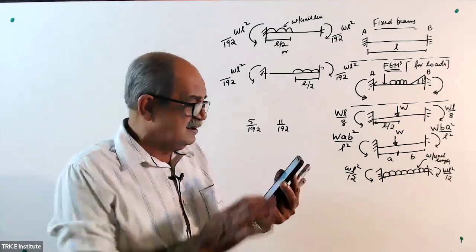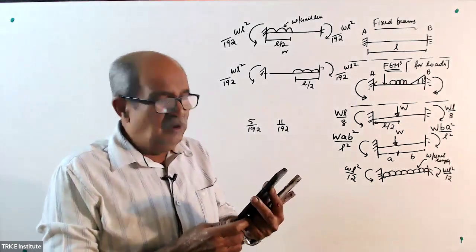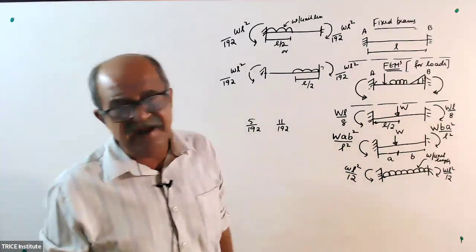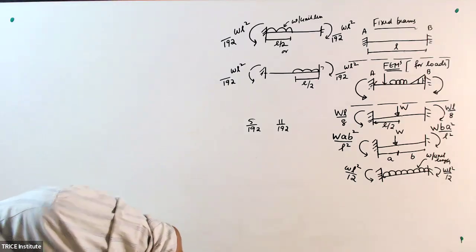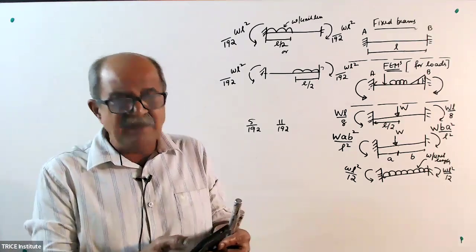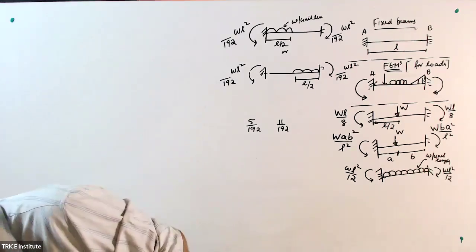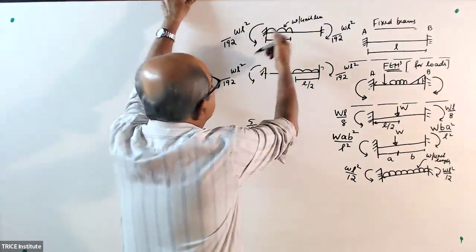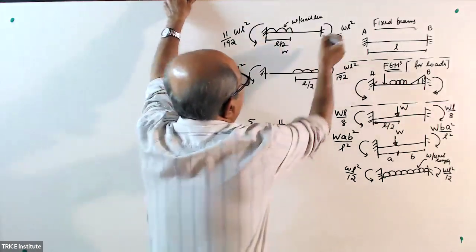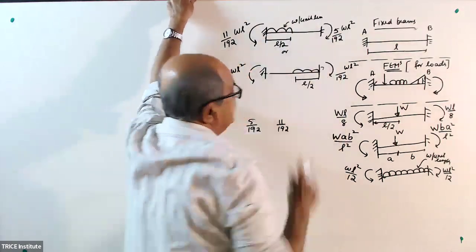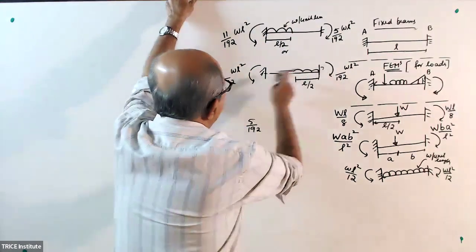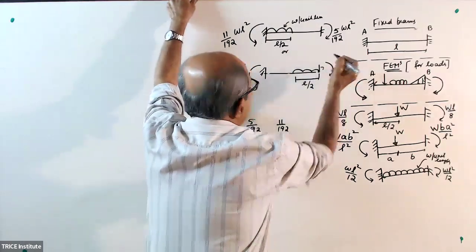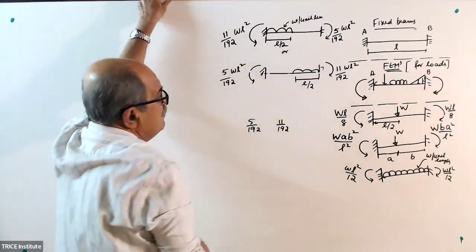So fast confusion. How did you get the idea of 5? I told you where the load is acting, that side is more severe. That side more severe means a higher moment should come. 192 is common. So here the load is on the left side, so the higher moment required is 11 by 192, and the other side 5 by 192. And in this case, the load is severe on the right side, so here it is 11 by 192, here 5 by 192.